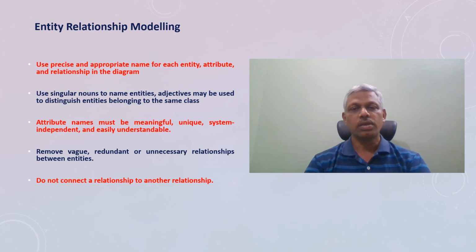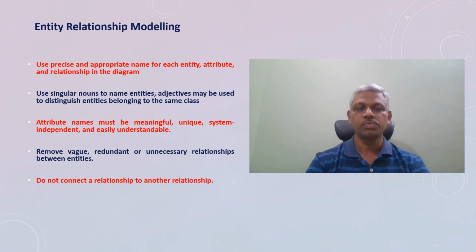As far as possible, use singular nouns for entities. Adjectives may be used to distinguish entities belonging to the same class. Similarly, attribute names should be meaningful, unique, system independent, and easily understandable. And there should not be any vagueness or uncertainty in the relationships or the data representations. Do not directly connect a relationship with another relationship, but we can connect a relationship with an aggregation with respect to the already existing relationship among a collection of entity sets. So these are some of the issues in representing ER diagrams.